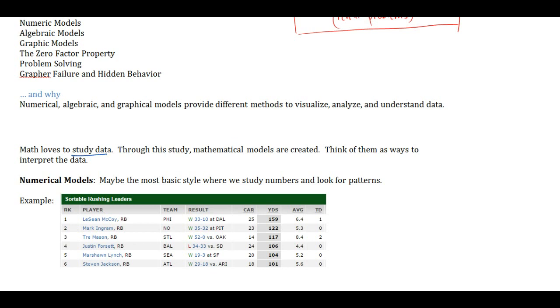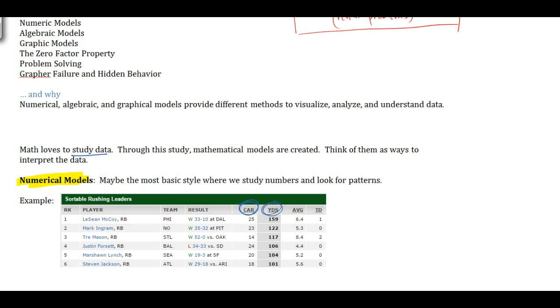So there are a lot of different types of models. The first one I'm going to mention is what's called a numerical model. That's just a list of data. Last year I pulled out some statistics of one of the NFL weeks, and what happened. You can look right here; this carries and this yards is the thing I was interested in.